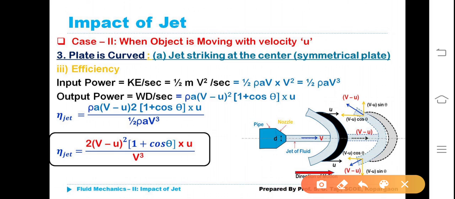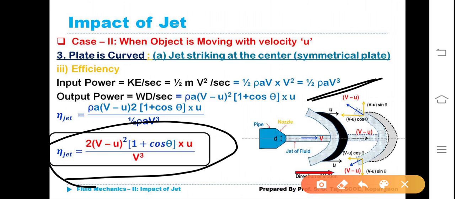Therefore, m is nothing but rho av. Therefore, half rho av into v squared will give us half rho av cube. Output power we have just found out. Therefore, efficiency of the jet is equal to 2 multiplied by (v minus u) whole squared multiplied by (1 plus cos theta) multiplied by u divided by v cube. After simplifying this equation, we will get this. This is the ultimate equation.